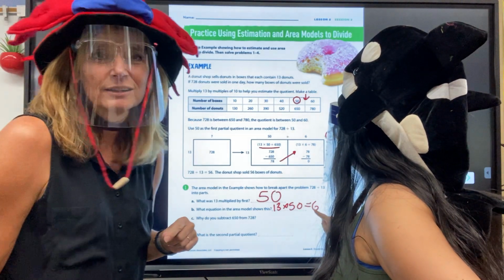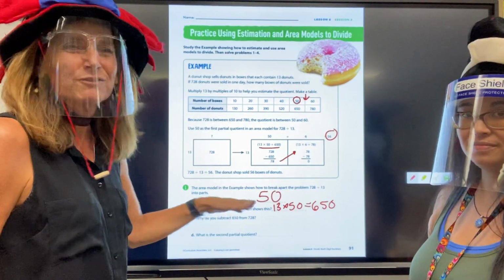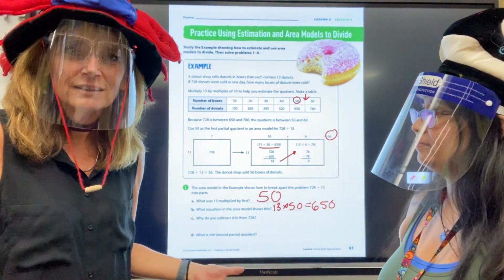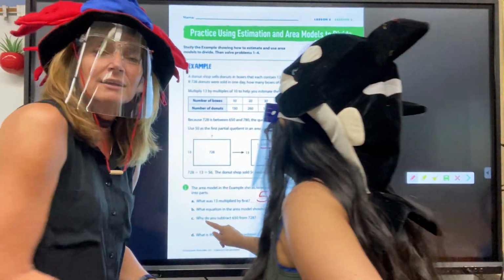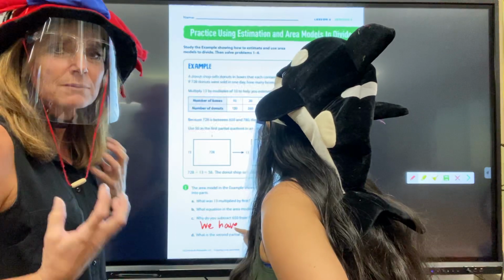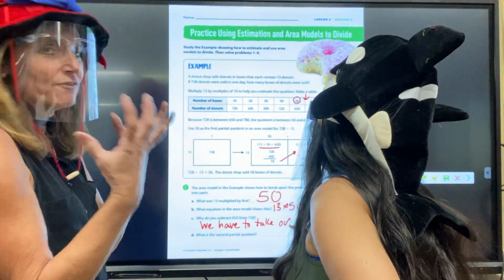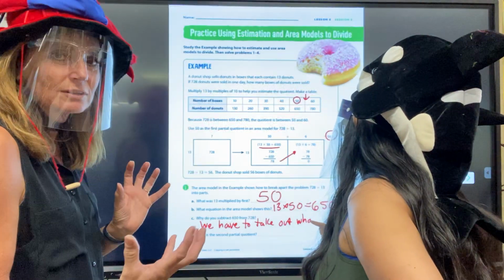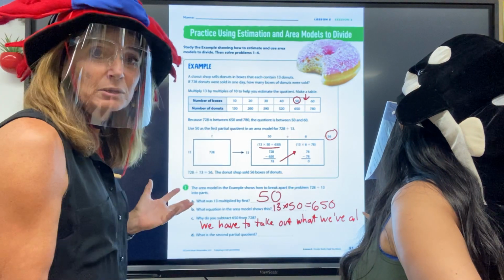Yeah, it works. All right, and then why do you subtract 650 from 728? Well, that's the number of donuts in the sets that we just took out, right? So it tells us how many more we still need to break down, how many more sets we have to work with. So when we take out those 50 sets, which is 650, that just leaves us with a few more sets to find.